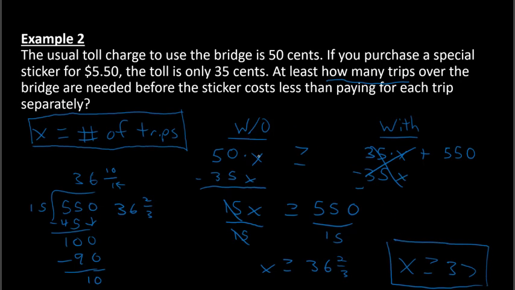So if you're going to make 37 or more trips, you would want the sticker because that would be cheaper. And that concludes our lesson for today.